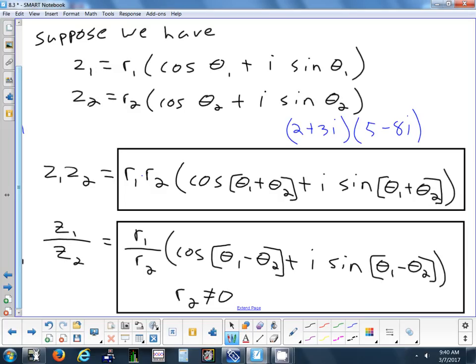So you just have to divide two numbers, and I'm assuming that R2 is not 0, because you can't divide by 0. And subtracting two angles. It's going to be a much, much faster way to multiply and divide.